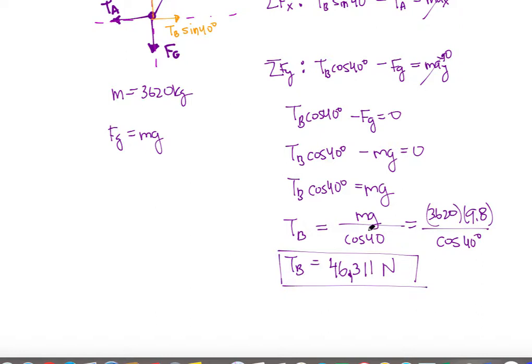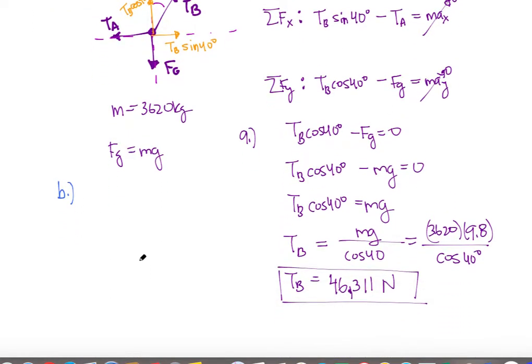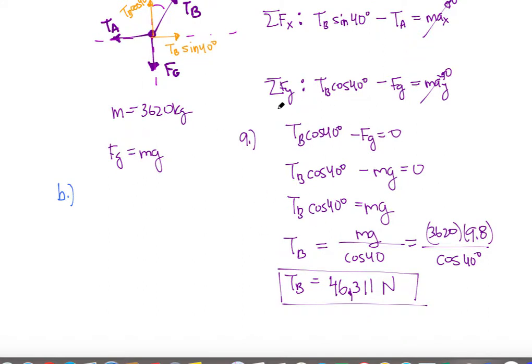So this is part A that came after all of this setup. Now part B, I'm going to do over here, is just to find tension A in the horizontal cable. Now that I know tension B, I can use my x direction equation and say, all right, tension B sine 40 minus tension A equals 0.